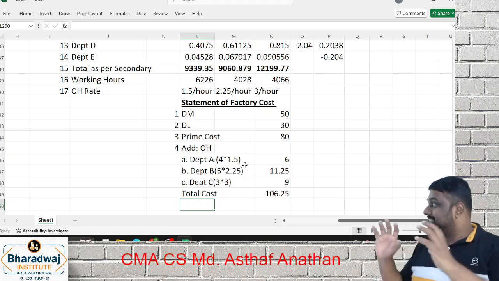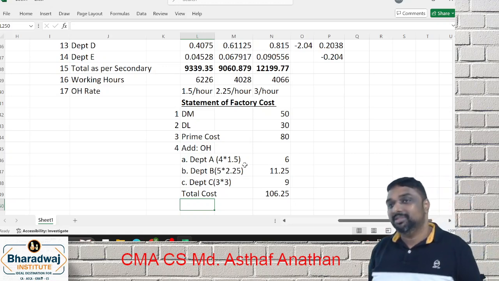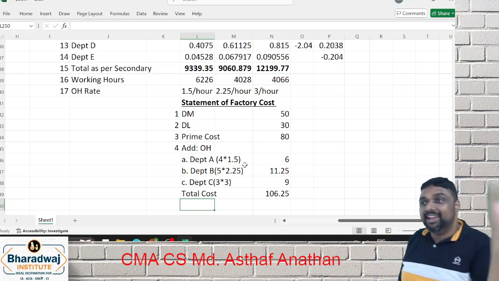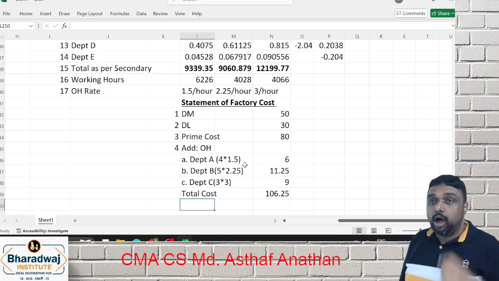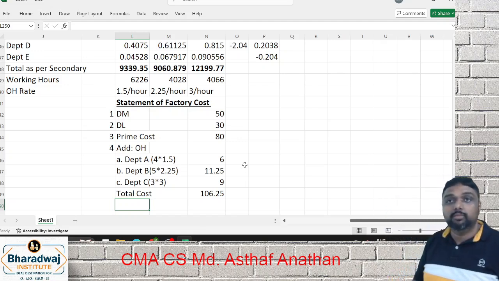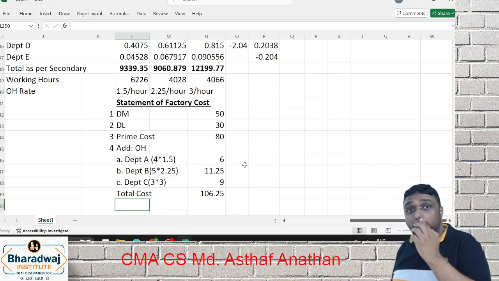Understand? See the cost sheet, everything we are taking on this overhead basis. I have told you this one question. We learn simultaneous equation also. We learn how it will be a simultaneous equation. With that one question, you can understand all the parts.